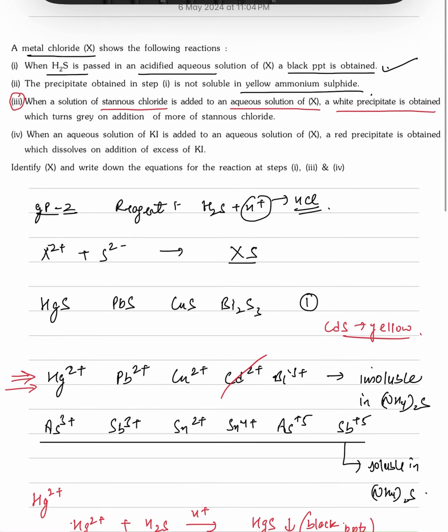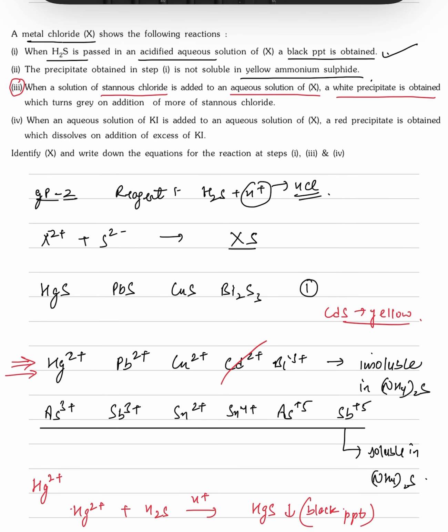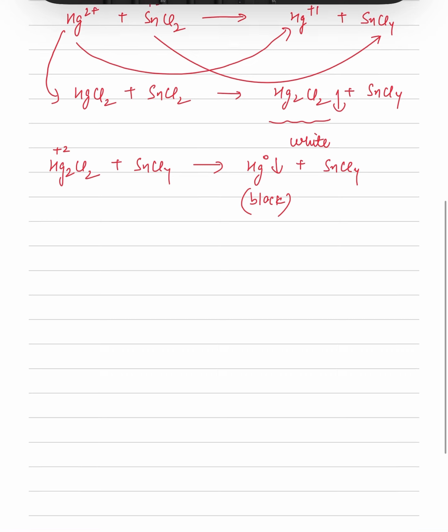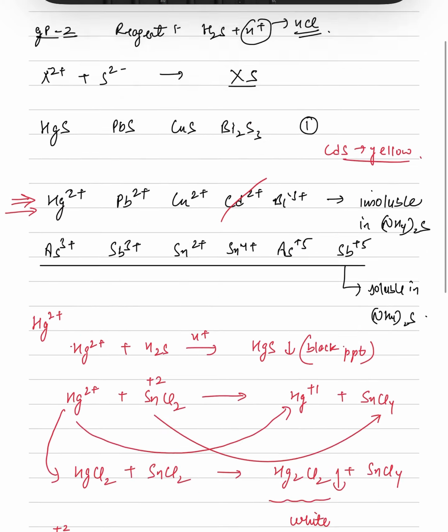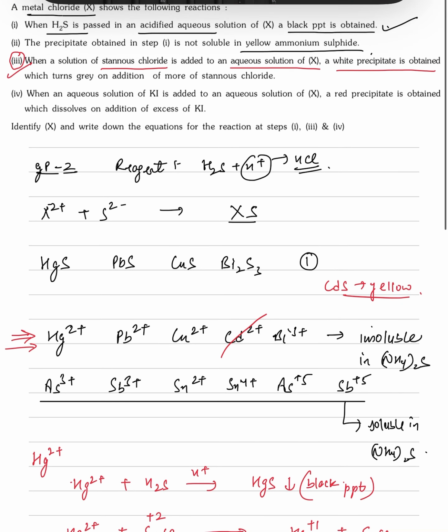Understood? So now what is it saying? The solution of stannous chloride is added to the aqueous solution of X. We obtain a white precipitate which turns grey on addition of more stannous chloride. So basically this black color is also dark grey, so it has the appearance of black color only. So this is the reaction which is taking place in the case of the third statement.